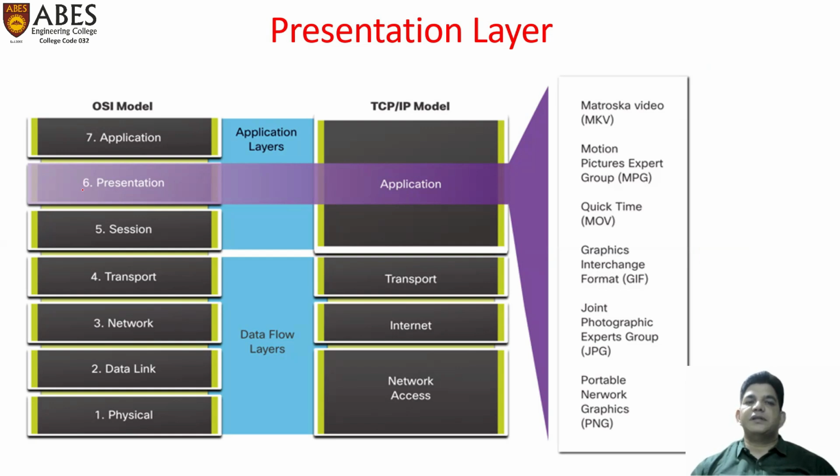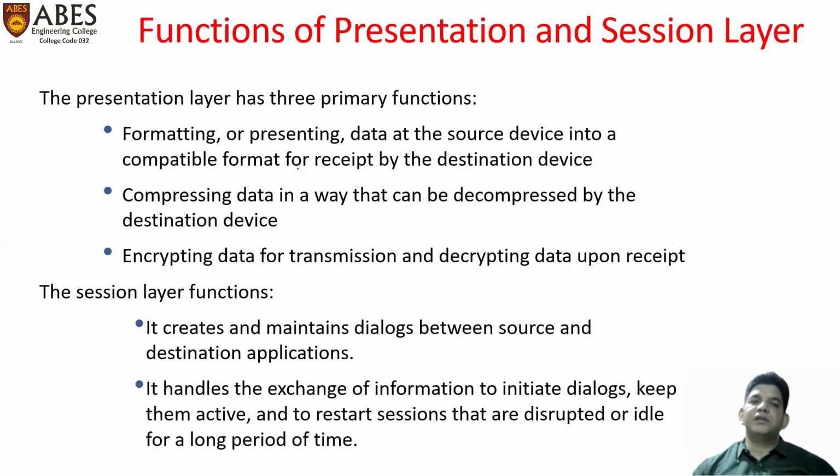Now the function of the presentation layer is basically to support various formats like MKV, MPG, MOV, GIF, JPG, and PNG, so that they are recognized by the client side. The presentation layer has three primary functions. First is formatting or presenting the data at the source device into a compatible format to be received by the destination device. That means which kind of data it can support, because every data has a different format. So that format can be represented on the client side. So the formatting is done here.